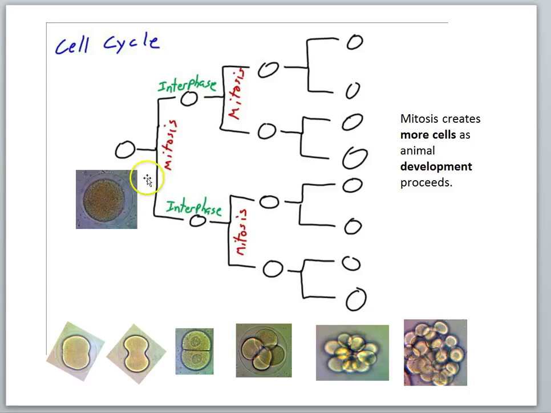So we can think of animal development as the initial fertilized egg going round and around through the cell cycle. And so there will be mitosis and then interphase and mitosis and interphase, and you'll just be making more and more body cells.